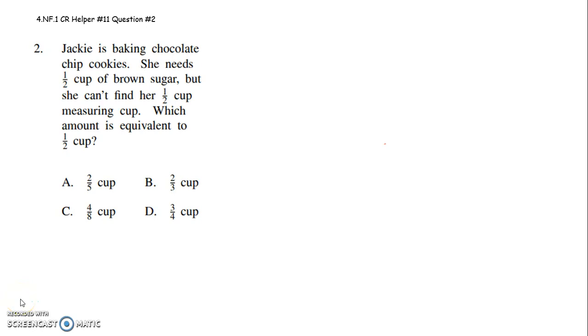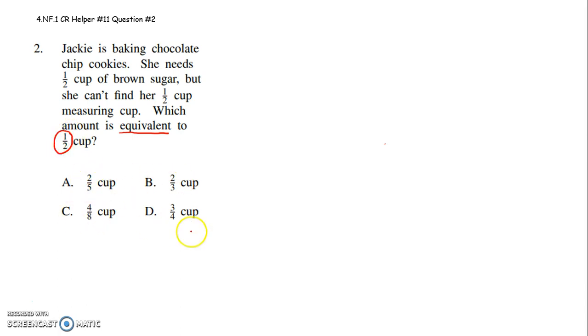All right, sixth graders, this is to help you with question 2 on CR 11. It says Jackie is baking chocolate chip cookies. She needs half a cup of brown sugar, but she can't find her half cup measuring cup. Which amount is equivalent to a half cup? So we're looking for the amount that is equivalent to a half cup.